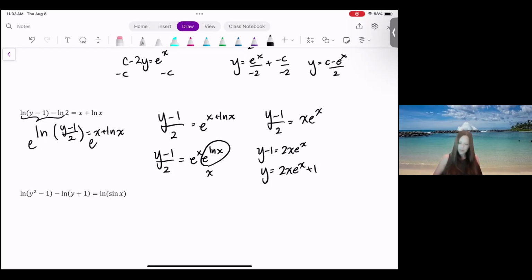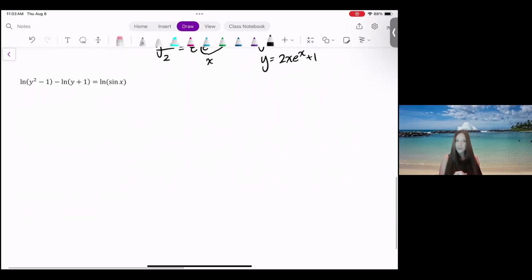My last problem that I'm going to do here, I have a trigonometric function. I have a quadratic. I have multiple logs. I'm going to get to do quite a bit of work to simplify this problem to get a solution. I'm going to use that same condensing here to get the natural log of (y squared minus 1) over (y plus 1) equal to the natural log of sine x.